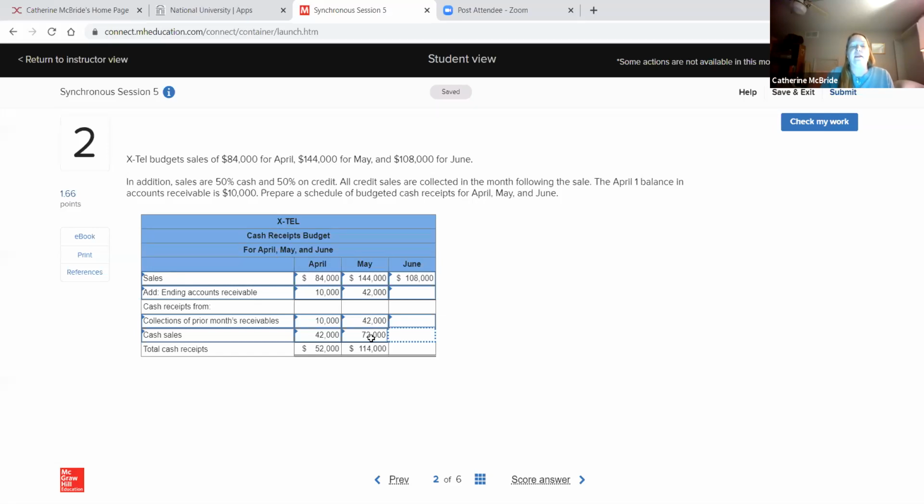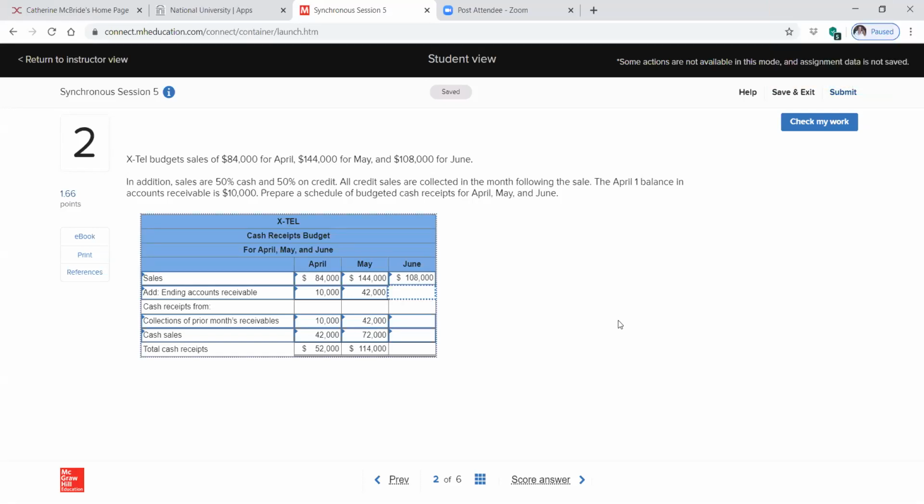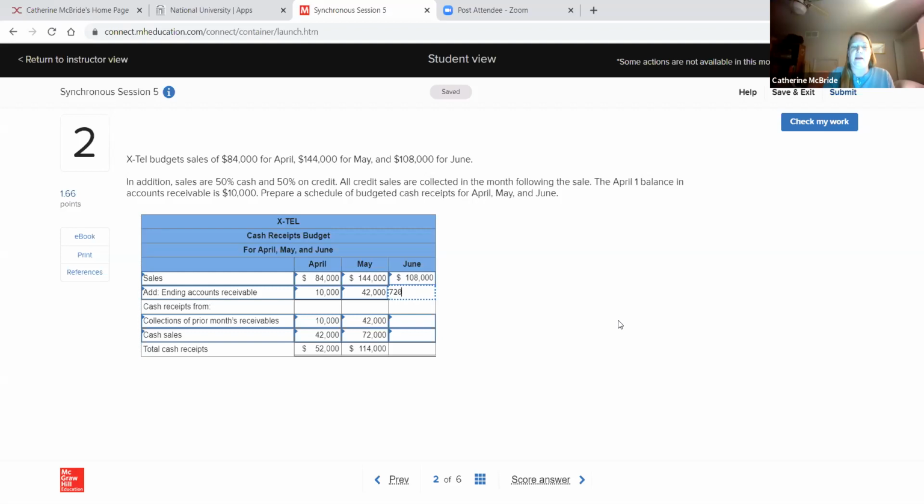So now at the end of May, our accounts receivable balance is how much? 72,000, because we only collected half of May. So we have 72,000 in accounts receivable. We're going to collect that amount from last month, and we're going to collect half of the 108,000. So 54,000.